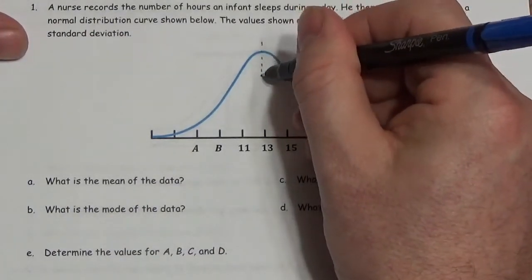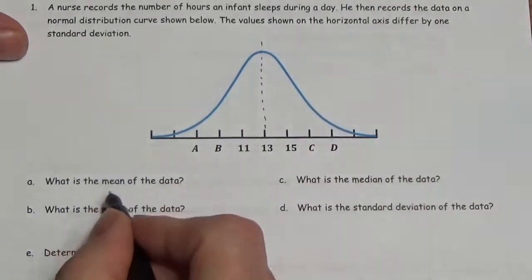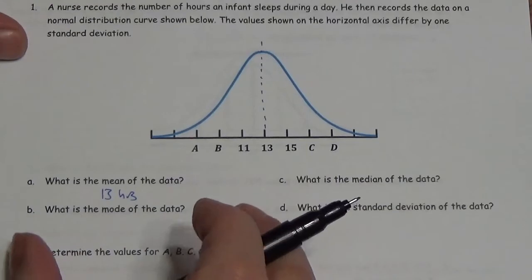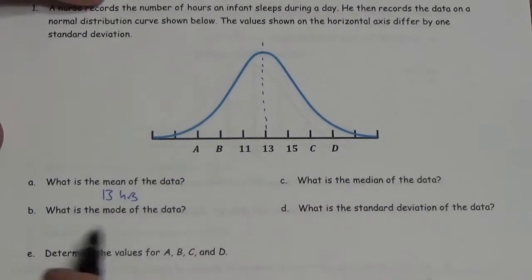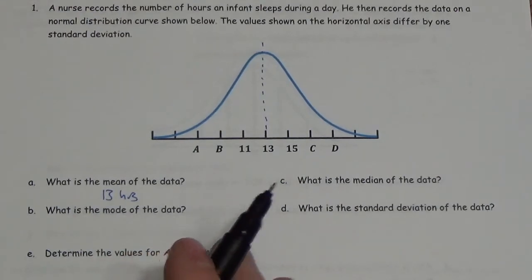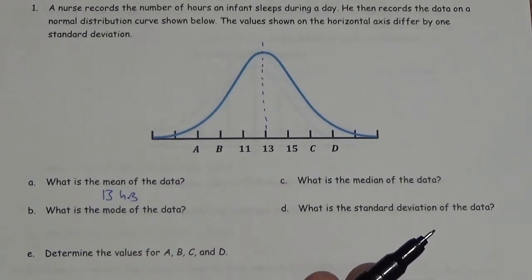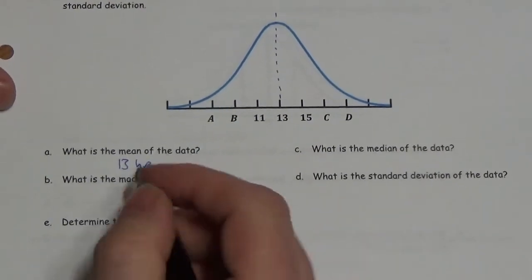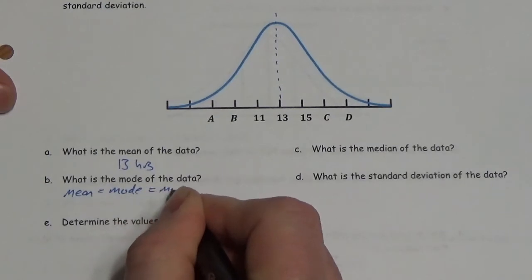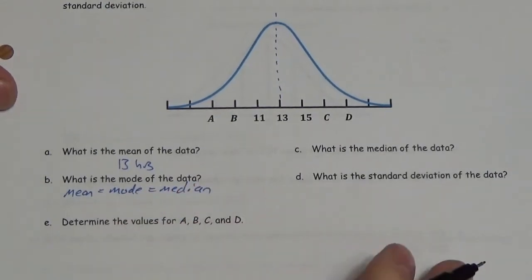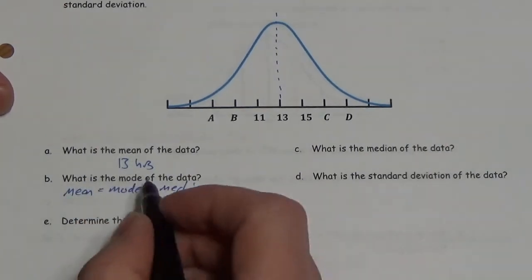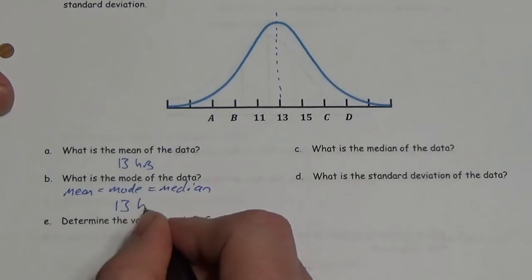Well, the mean of the data is going to run right down the center here. So the mean of this data would be 13 hours. Okay, so the average infant here is sleeping 13 hours. What's the mode of the data? Now, we didn't really talk about that before, but when you've got a normal distribution, okay, the mean equals the mode equals the median. This is one of those defining characteristics of a normal distribution. So when we say that the mean is 13 hours, we also mean that the mode is 13 hours.